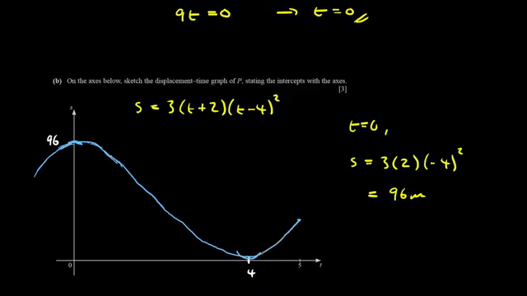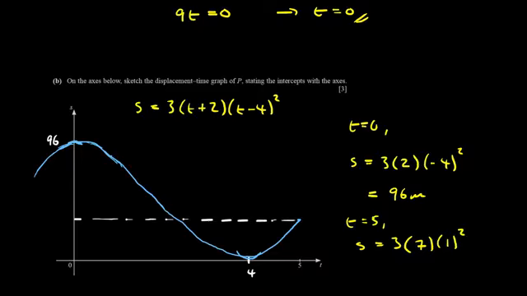Okay, and it may be wise just to find out what the value is when t is equal to 5 as well. So when t is equal to 5, s is going to equal 3 bracket 5 plus 2, which is 7, times by 5 minus 4, which is 1 squared. So that's going to be 21. So the coordinate here is going to be 21. Now obviously we don't have negative time, so if we're being complete, we want to get rid of this thing here because that doesn't exist. But that should be what our graph is going to look like.